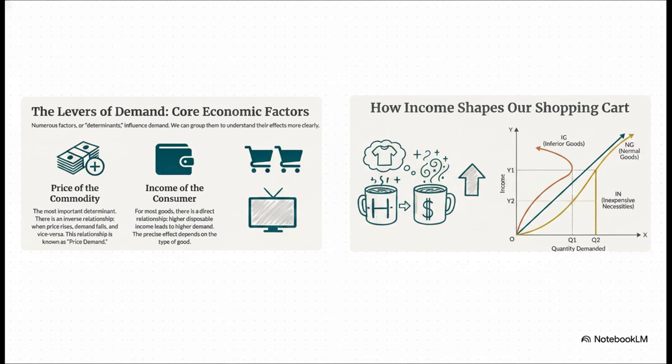Or think about related goods. If the price of coffee suddenly skyrockets, people are going to flock to tea instead, right? That's a substitute good. The demand curve for tea shifts right, not because tea got any cheaper, but because its rival got way more expensive. These are the powerful external levers that move the entire market.